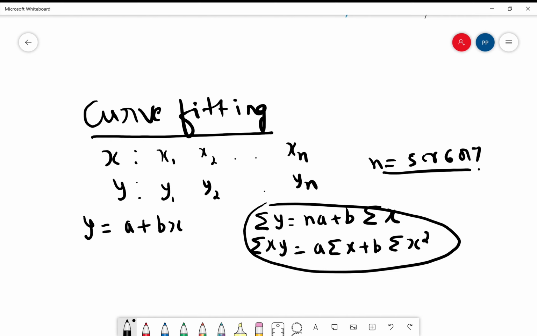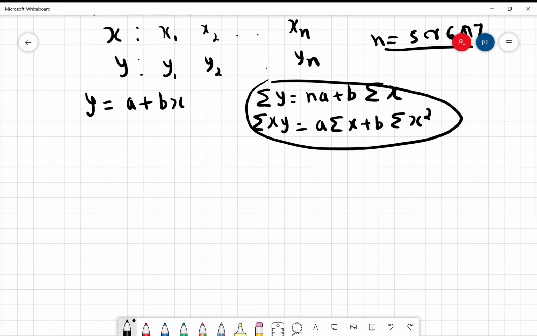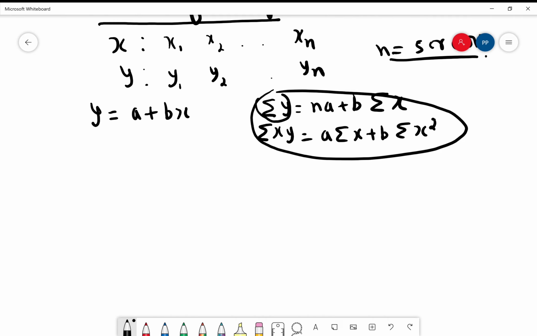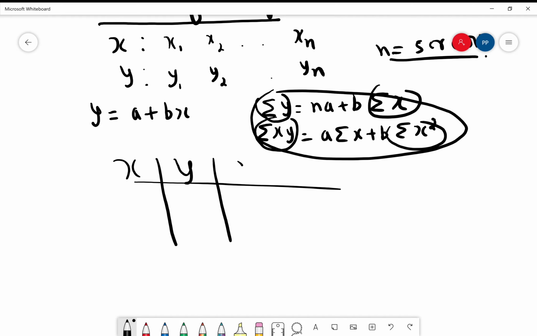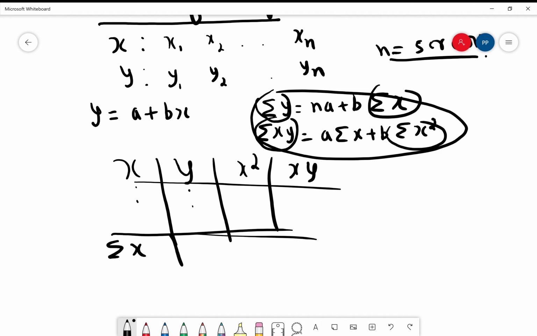In order to get that, in these normal equations, you have to get the values sigma y, sigma x, sigma xy, and sigma x square from a table like this: x, y, x square, xy. Now take the values of x here, y here, then take the sum. This is sigma x and this is sigma y. Square the values of x and take that sum, sigma x square. Now multiply x and y, write the product here and take the sum, sigma xy.